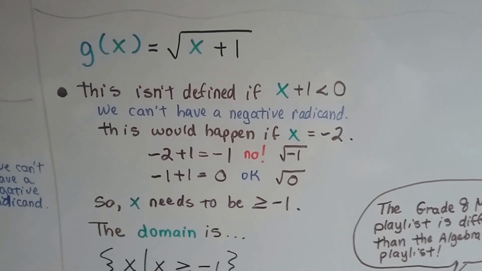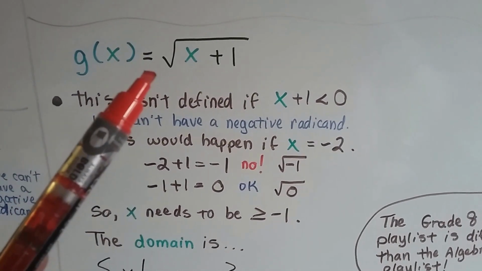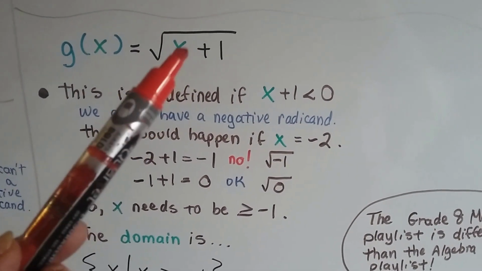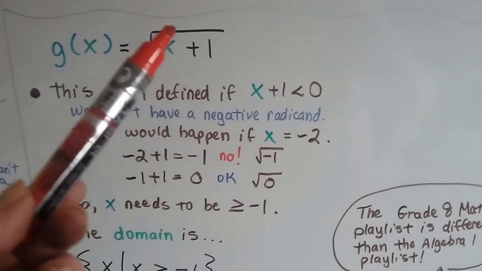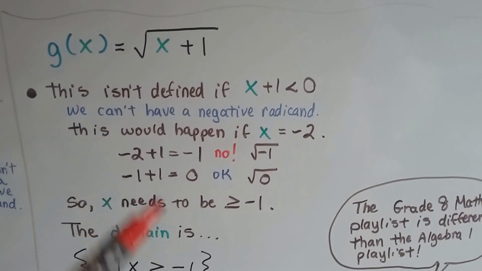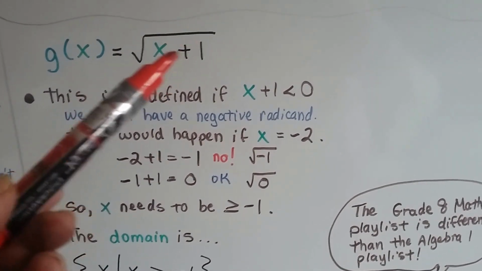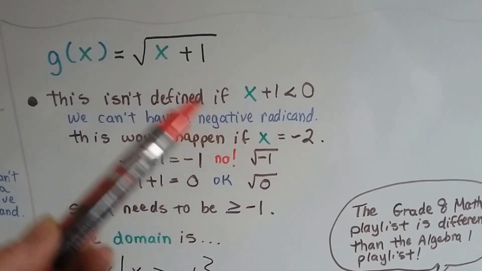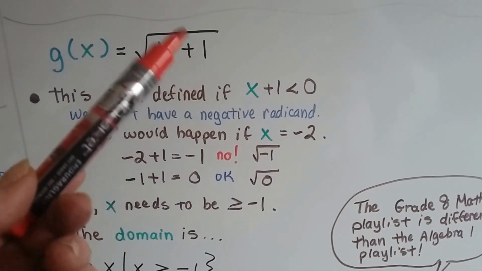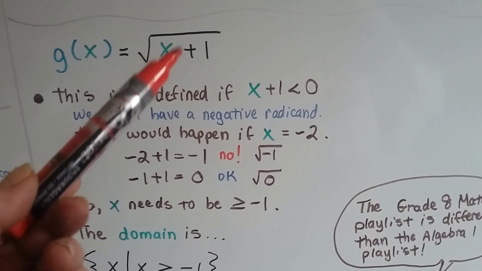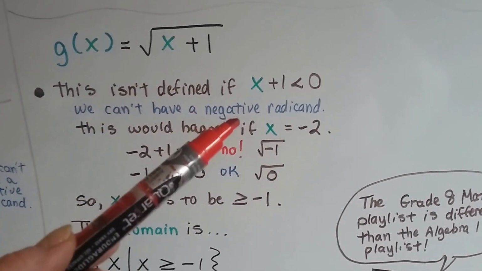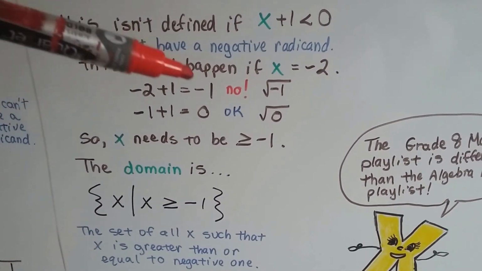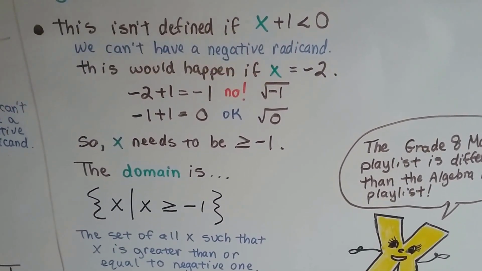Okay, now we've got g of x, and it's going to equal the square root of x plus 1. Well, again, this isn't defined if this is a negative. So what would make this a negative? If we had negative 1 plus 1, well, that would be 0. That's okay. But if x was negative 2, then that would make this a negative 1, wouldn't it? So it can't be negative 2. It doesn't work. We end up with a negative 1 as the radicand.